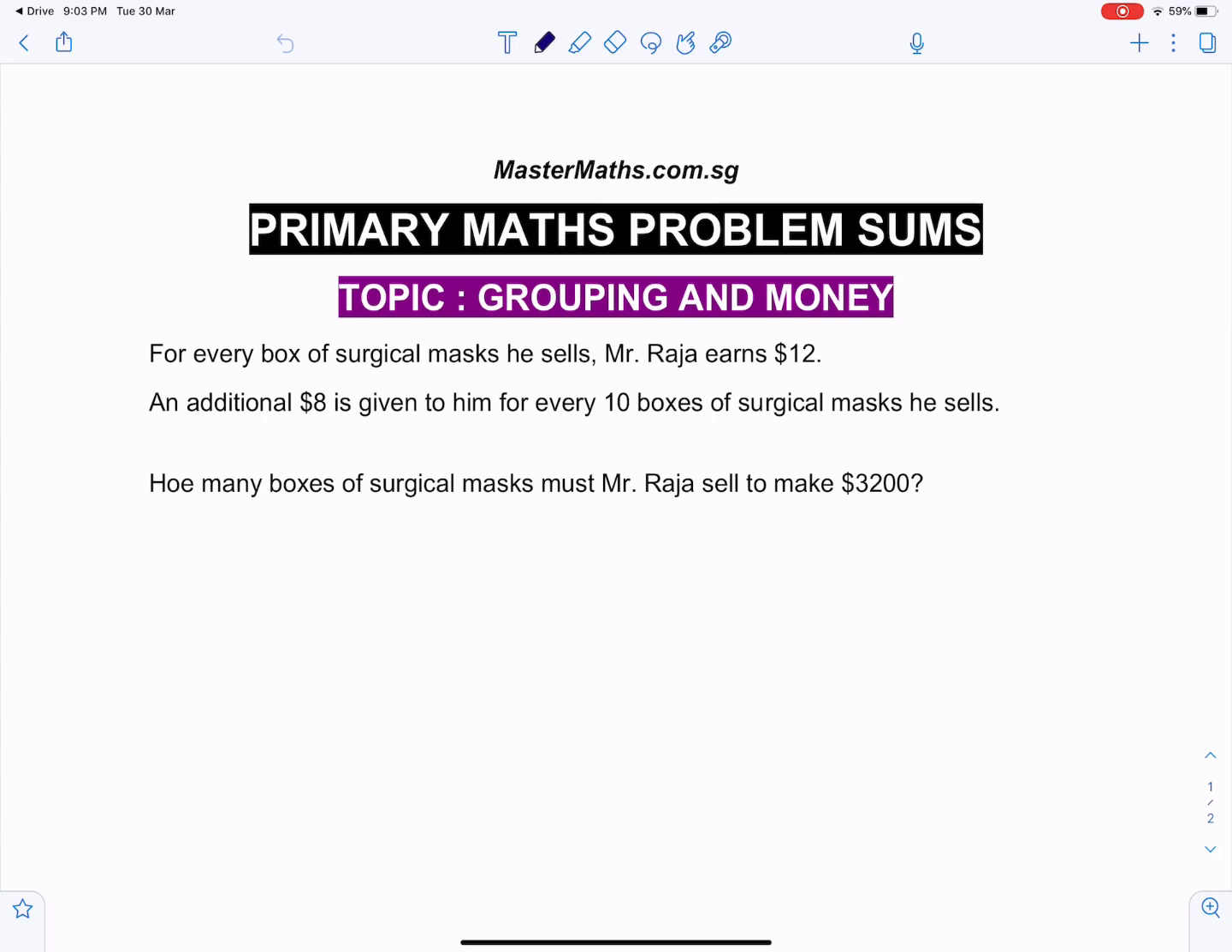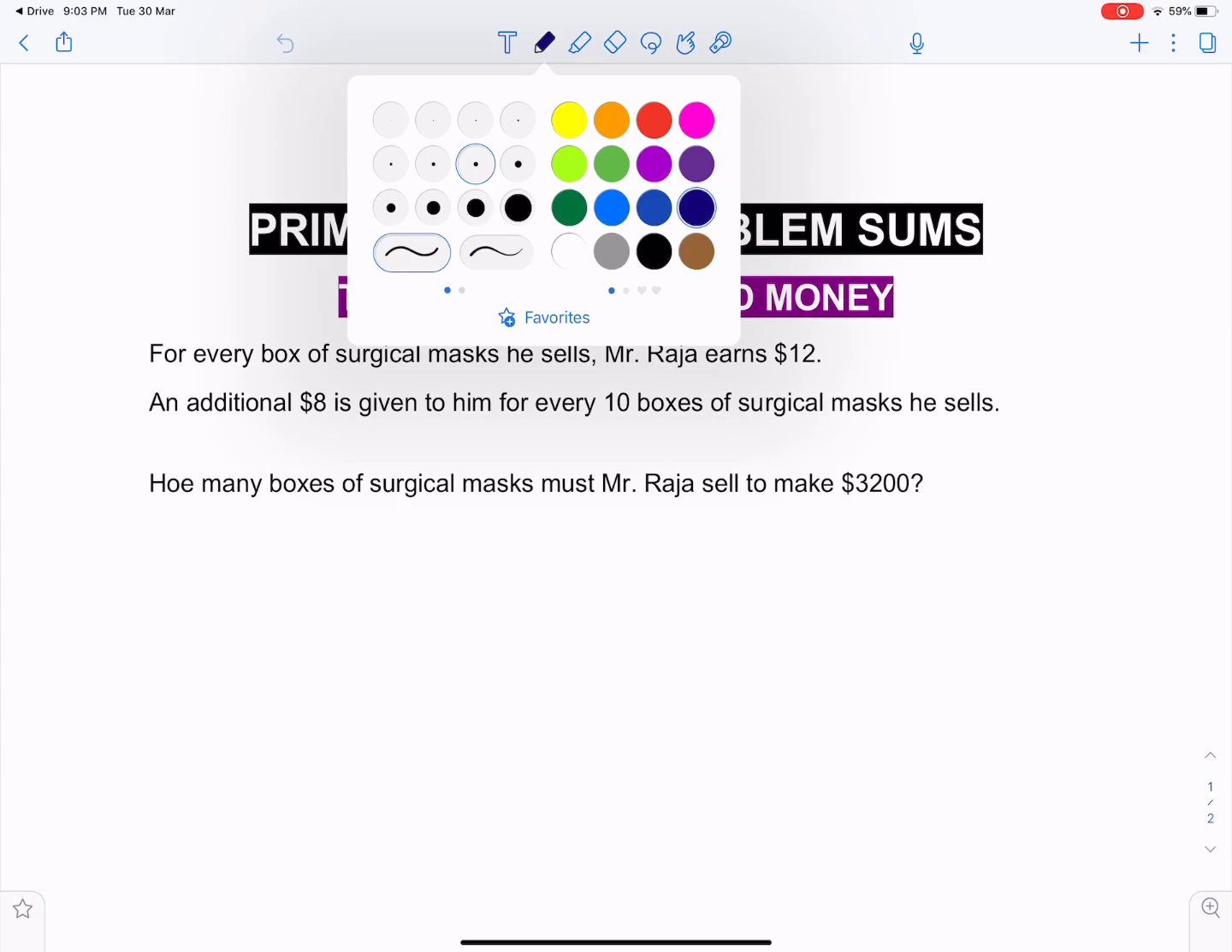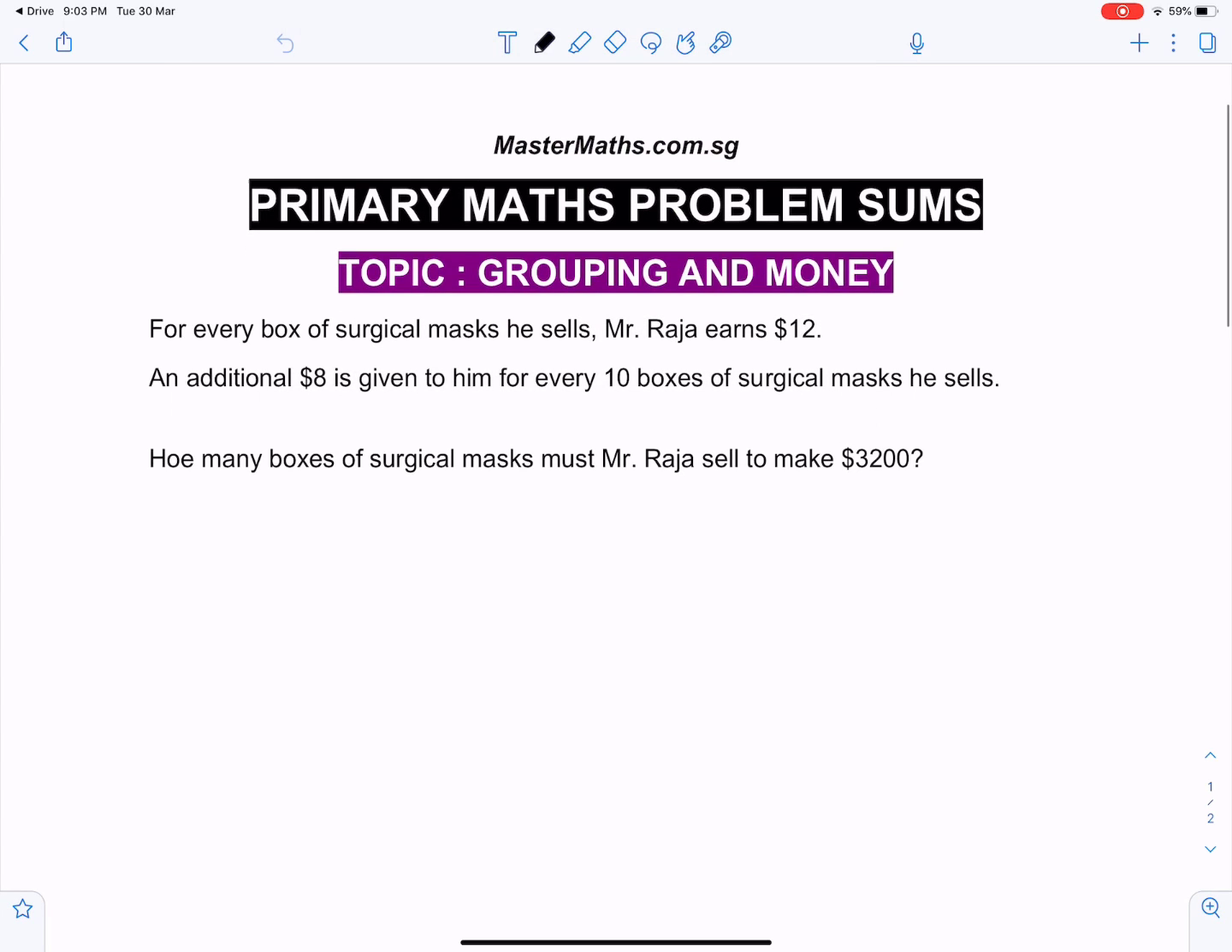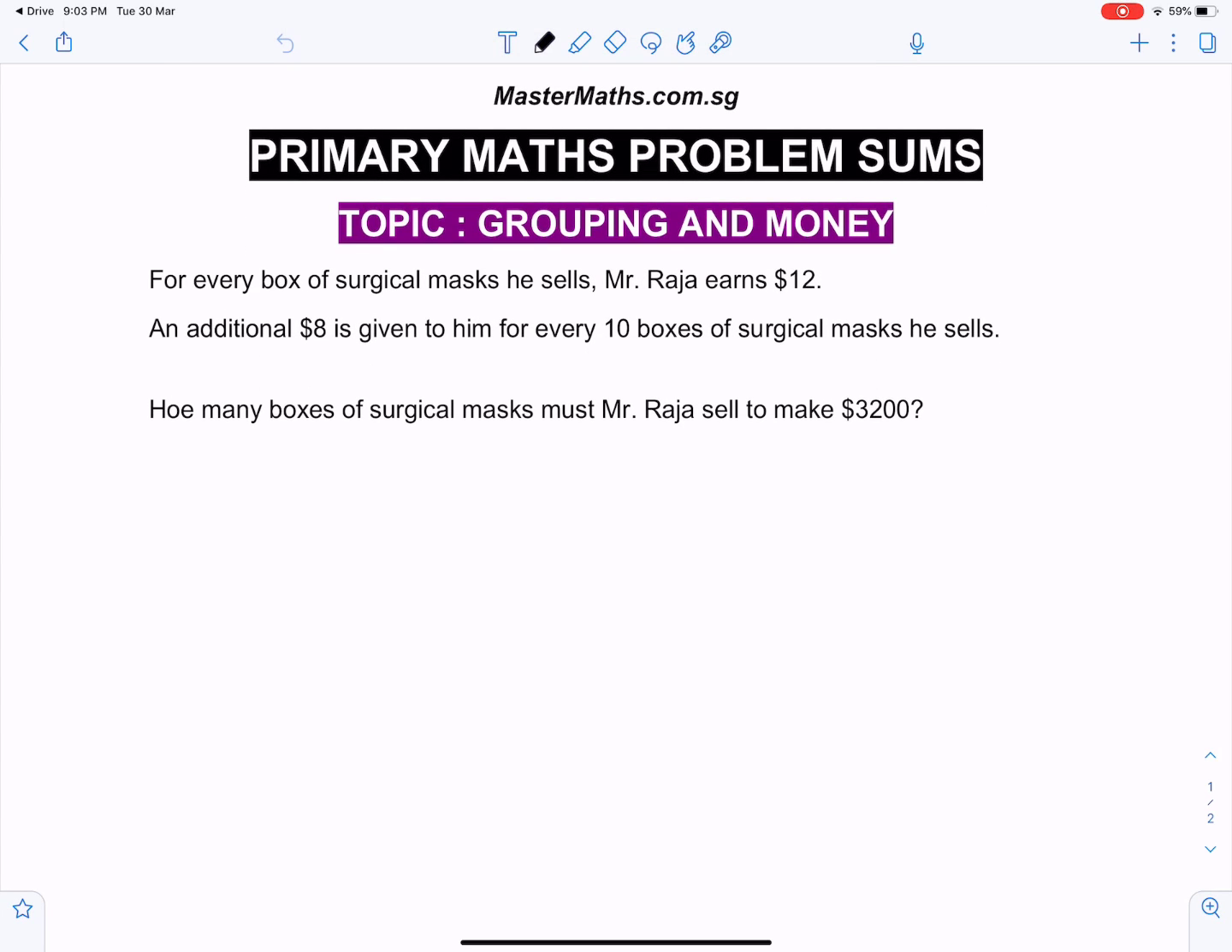This question was actually taken from a 2020 prelim maths examination from one of the schools in Singapore. It tests us on the concept of money and also grouping as well. I believe this was the very first question of the paper 2 for that particular school.